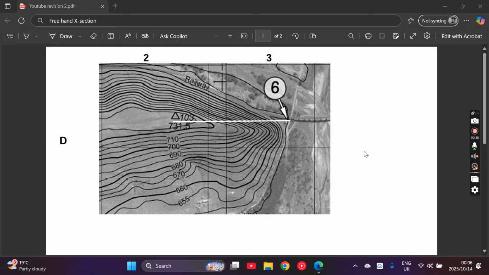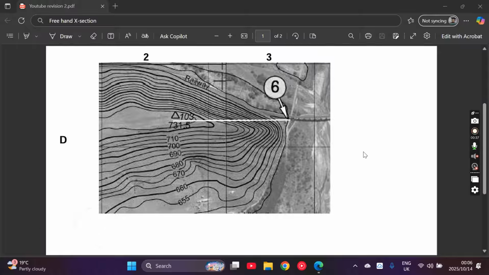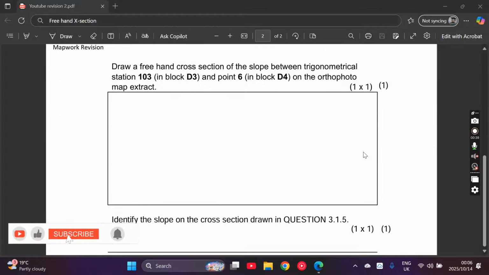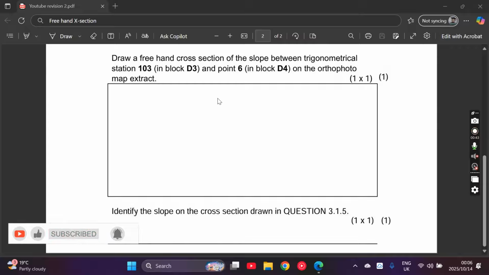Some of the questions might require you to draw a freehand cross-section, that is, to draw a cross-section without the aid of a ruler or the use of any tool, meaning you'll be just using your pencil and your hand to draw your cross-section. For example, draw a freehand cross-section of the slope between trigonometrical station 103 in block D3 and 0.6 in block D4 on the orthophoto map extract, and it is just 1 mark.